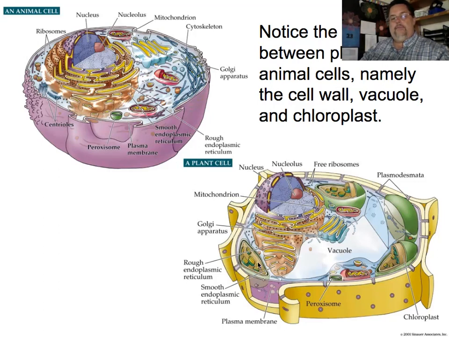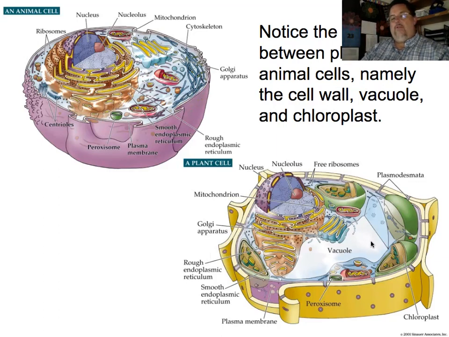Plants have chloroplasts. Animal cells don't. They both have mitochondria. Plants have big cell walls and cell membranes. Animal cells don't have cell walls. There's plasmodesmata between the cell walls. Obviously, animal cells aren't going to have that.